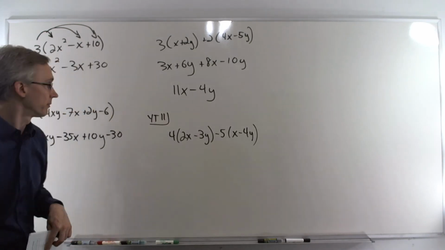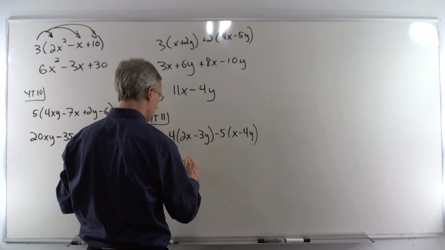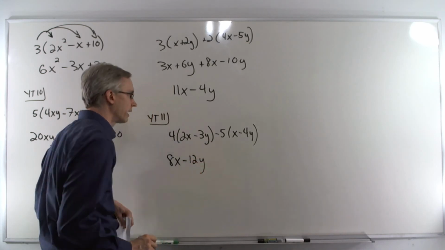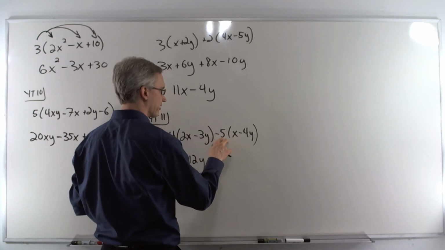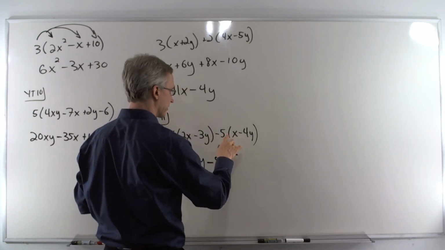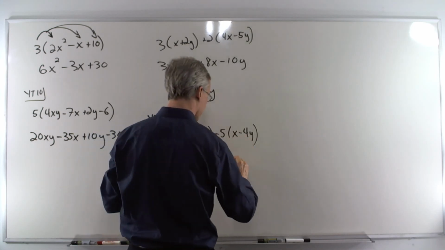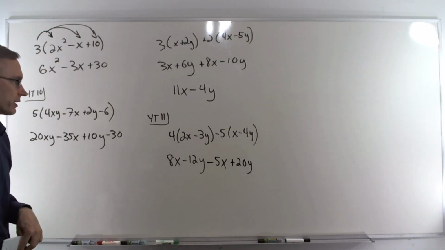So we'll start by distributing 4 into this set of parentheses. That gives us 8x minus 12y. And over here, now we're distributing a negative in, so it's going to change the sign here. Negative 5 times x is negative 5x. And then this sign will turn to positive. Negative 5 times negative 4 is positive 20. So plus 20y. Now we can combine like terms.